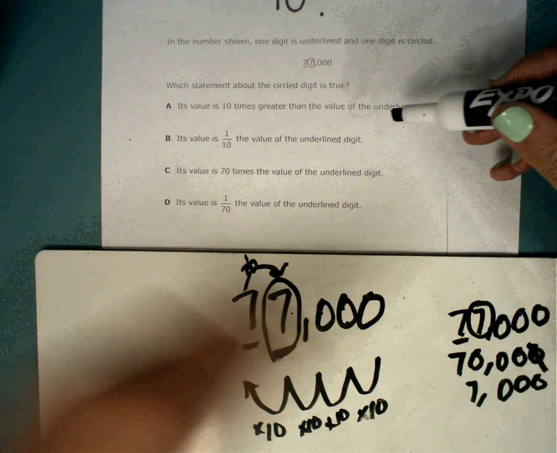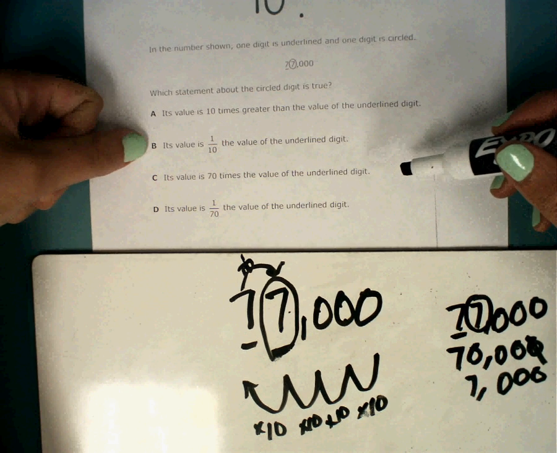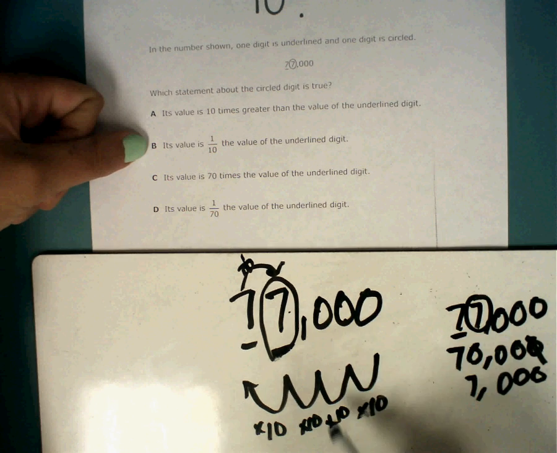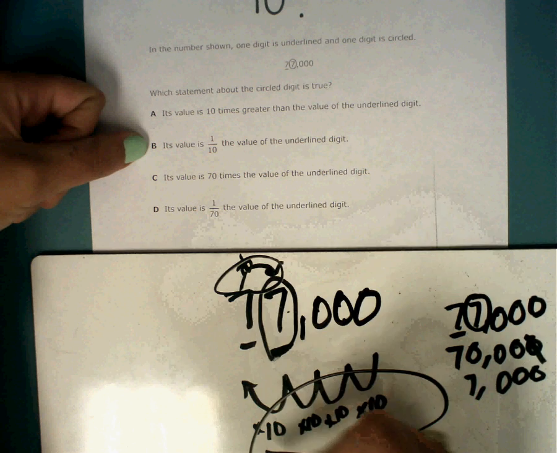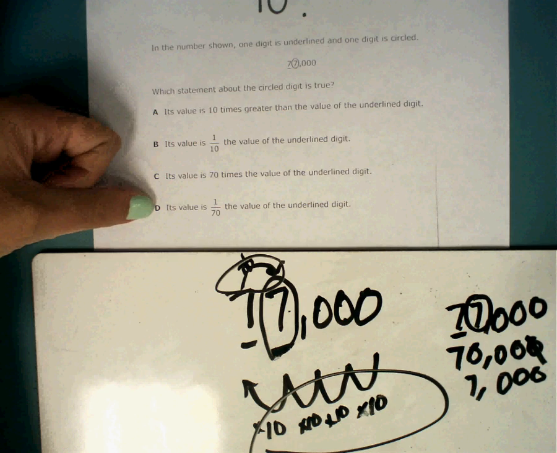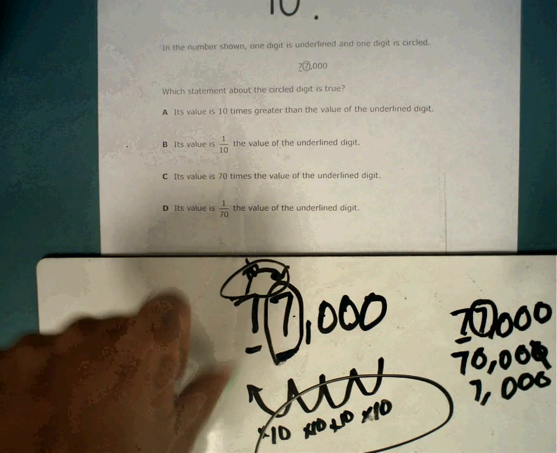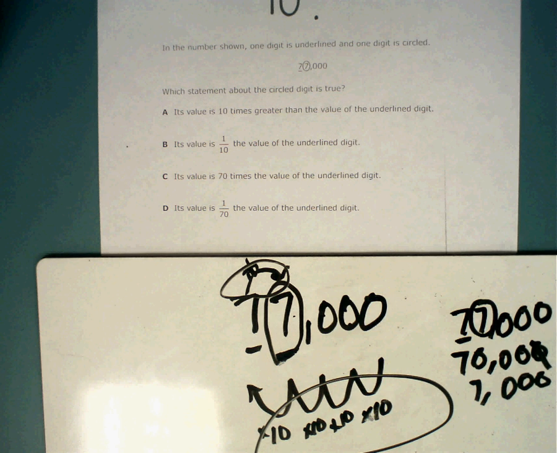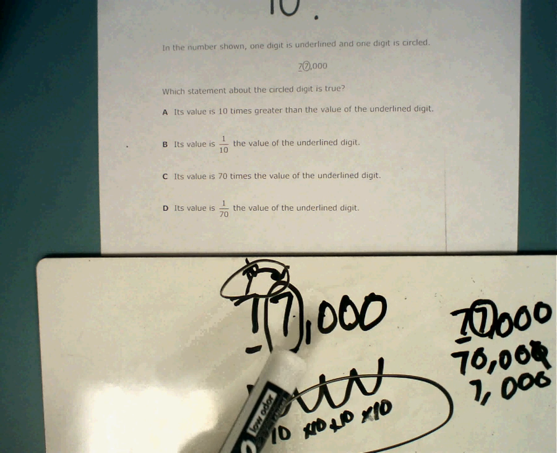C, the value is 70 times more. Uh-oh, I don't know what's happening there because I know that these are all factors of 10, right? It's either 1/10 or times 10. So that can't be it. And then D says its value is 1/70th? What? Again, we're factors of 10, okay, not 70, of the underlined digit. So the answer is B. The value of this circled one is 1/10 of the one right next to it.